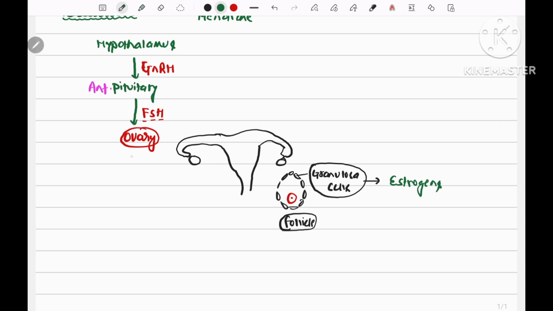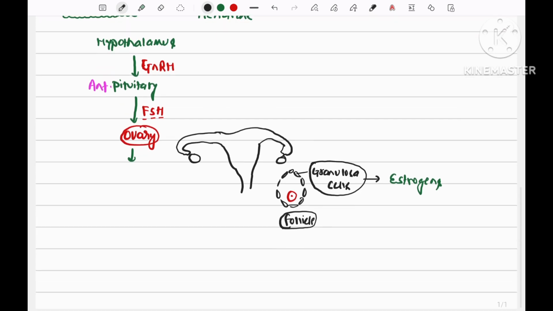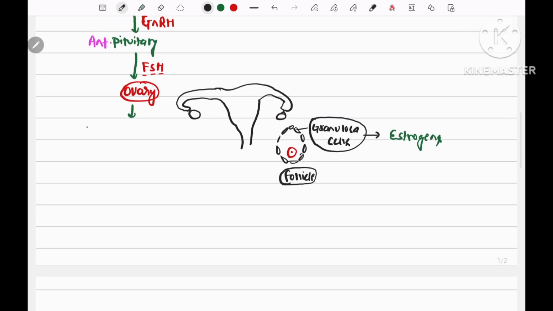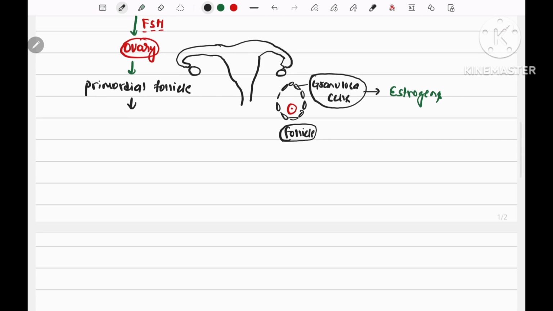Now I will write here. In the ovary there are a lot of follicles, in the number of millions. They start to convert from one follicle stage to another. At first there is the primordial follicle. This primordial follicle matures to a primary follicle, and this primary follicle matures to a secondary follicle.